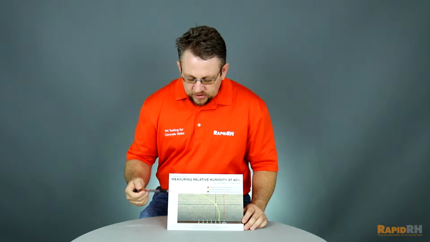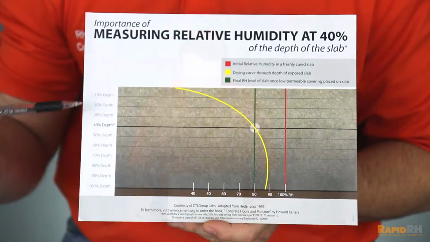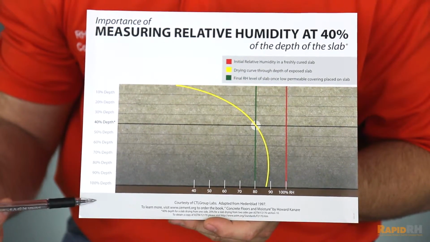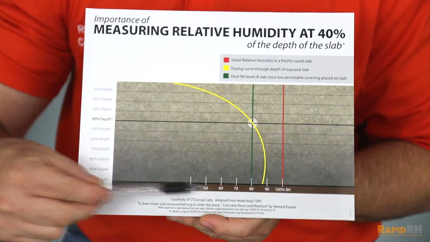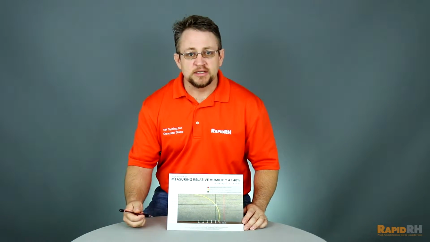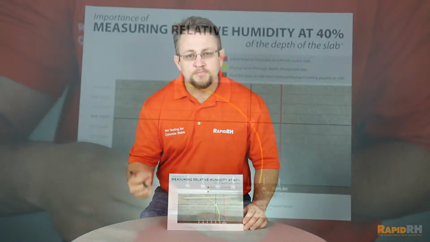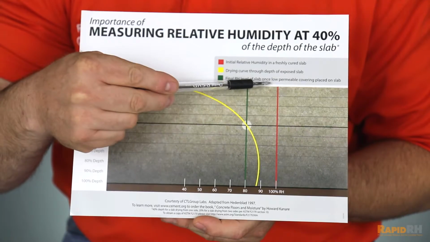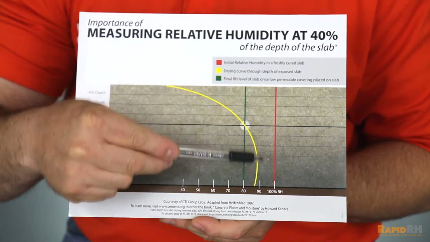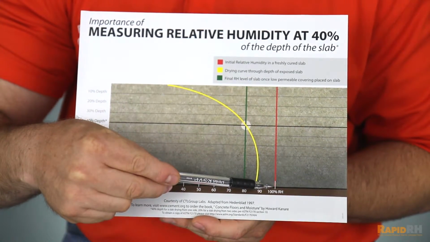depth is so critical. What he looked at, if you look at this graph, the graph shows here how far into the slab we're looking at, and across here what the relative humidity situation was for that concrete slab. If we look at the red line, it shows when the concrete's poured, it's at a very consistent 100% relative humidity from top to bottom of the slab.